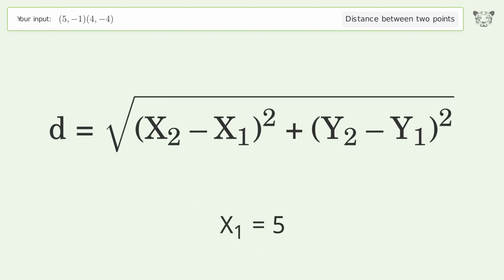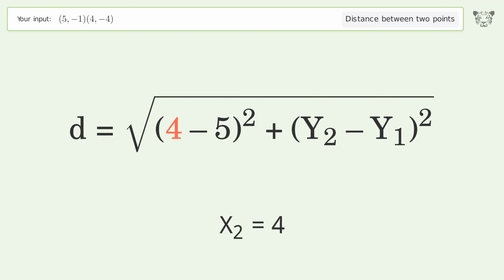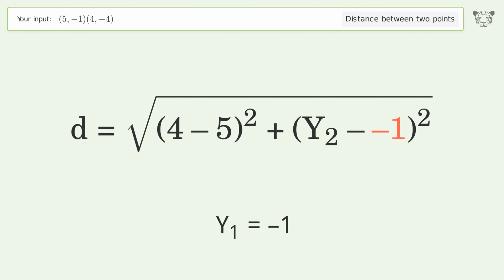x1 equals 5. x2 equals 4. y1 equals -1. y2 equals -4.